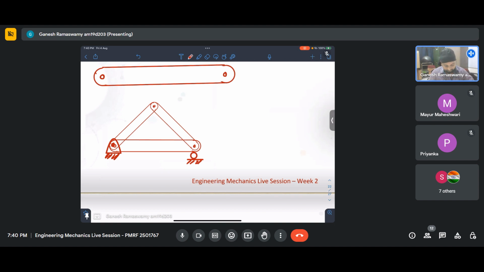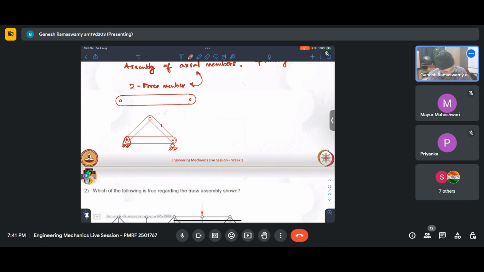Why? Because if I apply a load onto this, it is able to withstand that load. It will not move, because this member and this member cannot rotate relative to each other, as it is locked in that position. So that is what makes a truss essentially a load bearing assembly. These members are subjected either to tension or compression.